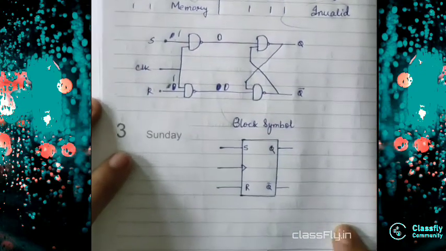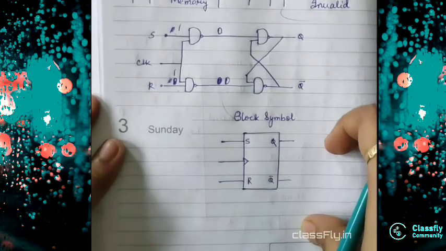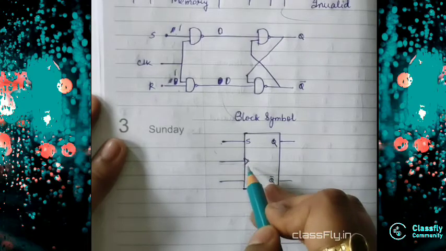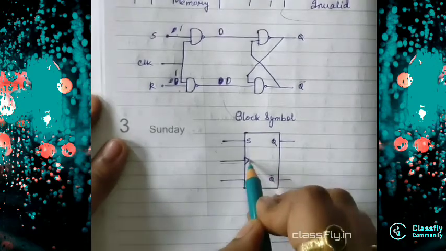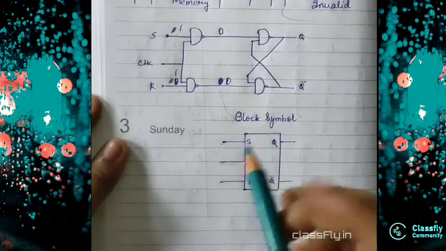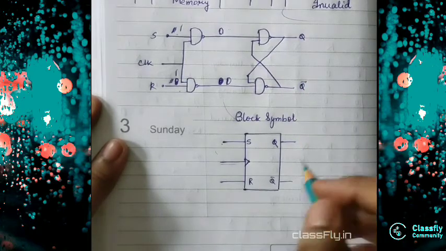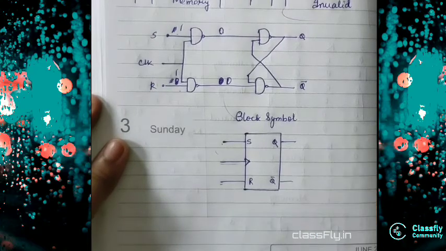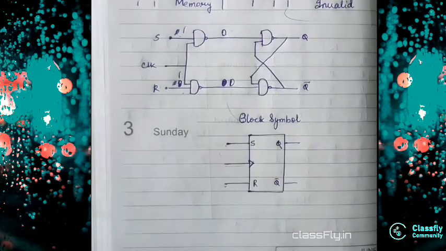Okay. Now see, this is the block diagram of the SR flip-flop. This is the S, set. This is our clock. That means this is positively triggered, that it will change from 0 to 1 and not from 1 to 0. And this is the R input, that is the reset, and these two are the outputs, this Q and the Q bar. Now we will move on to our characteristic table.